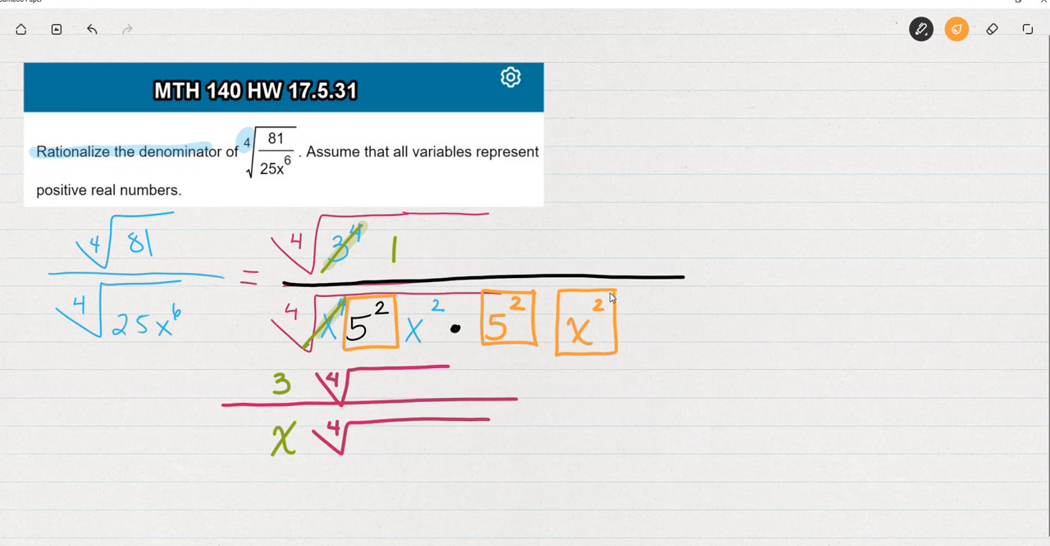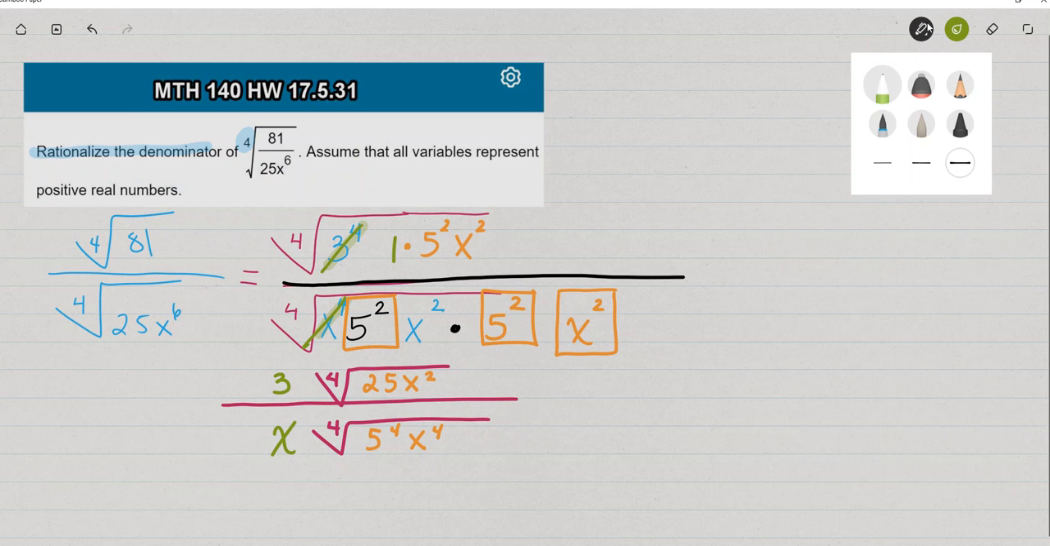Do you see what I've inserted in the denominator? It was the 4th root of 5 squared times the 4th root of x squared. So I'm going to write that in the numerator. And so now I have a 25x squared in the numerator. And in the denominator, I've got this 5 to the 4th, x to the 4th. And you guessed it, I can now remove those, because that was my goal, to get groups of 4.